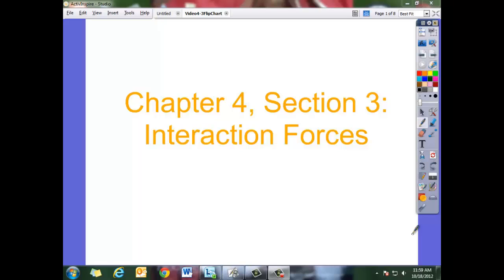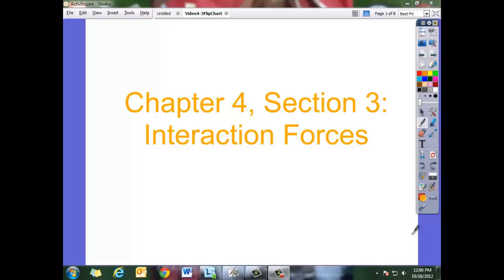Today we're going to look at section 3 in chapter 4, titled Interaction Forces. In the first part of the chapter, we defined a force, which is just a push or a pull, and then we looked at how forces behave with Newton's first and second laws. Remember, the first law is inertia, and the second law is F net equals m times a, mass times acceleration.